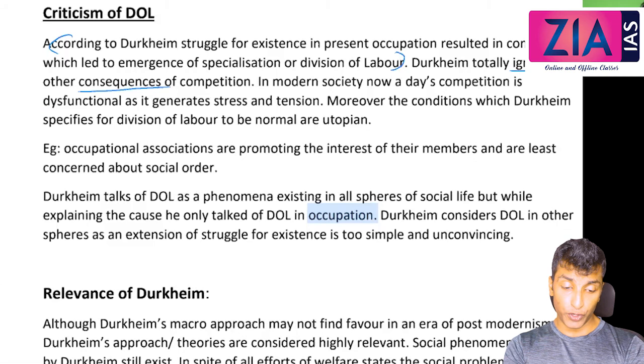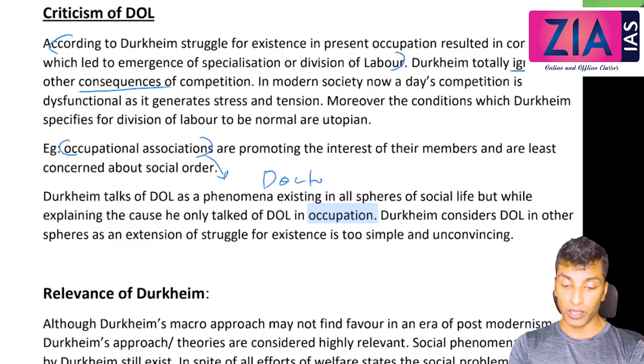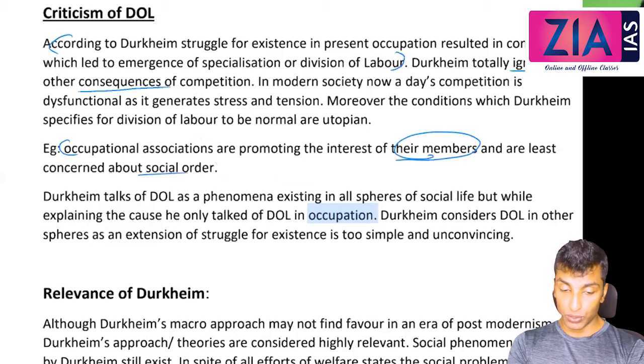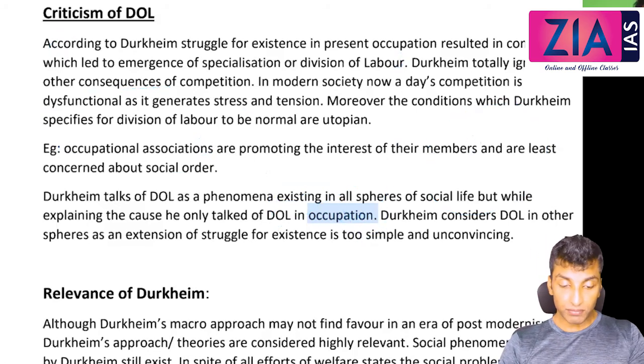For example, occupational associations only try to maintain their integrity and their rights. For example, the doctors' association will fight for their benefits only. So the occupational associations are promoting the interest of their members and are least concerned about social order. So you are talking about this code of conduct, everything, but that may not be practically possible.